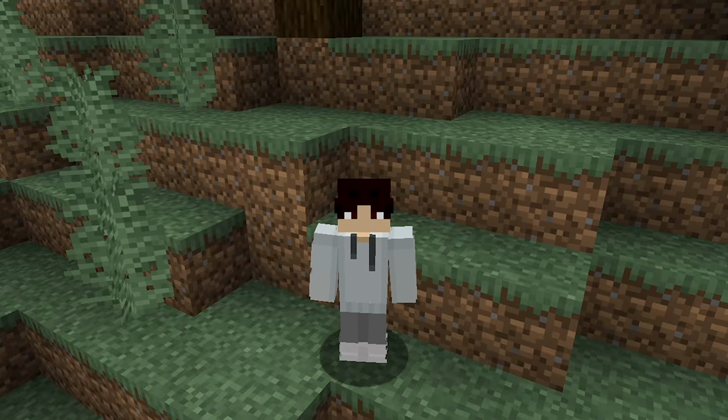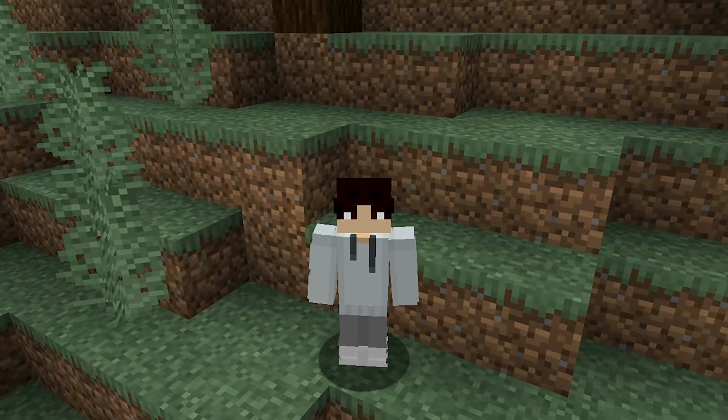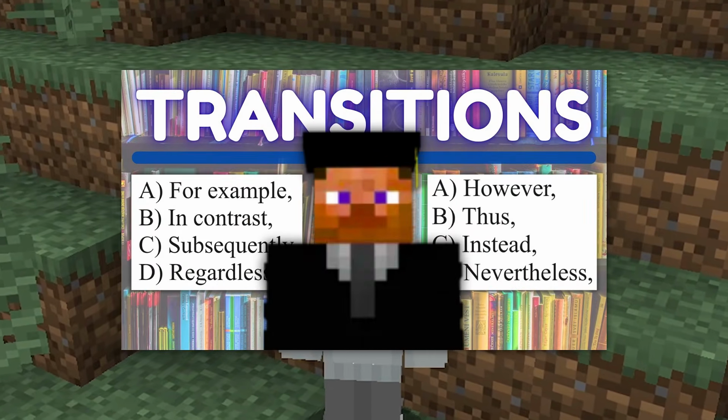On to the big one, passage questions. This is going to be very similar to transition questions, just with a little bit more work involved.